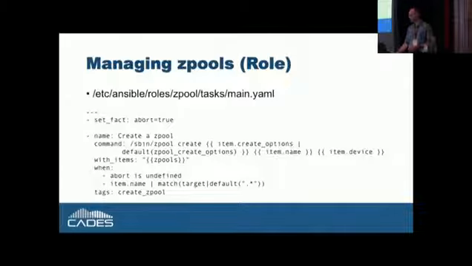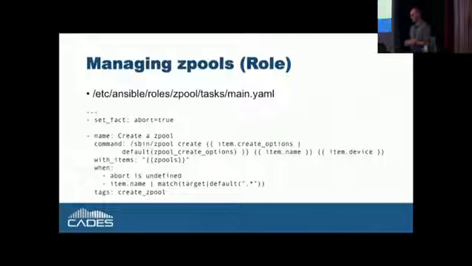And then the actual role itself, this is an example of part of one of the plays in that role. One of the first plays there is I set a fact abort equals true. That's done so that if someone just fires up a playbook, none of these plays will run by default. Nothing will actually happen to the system.